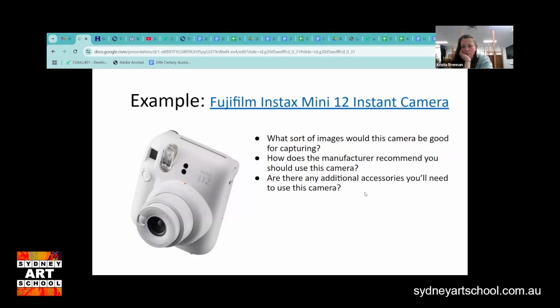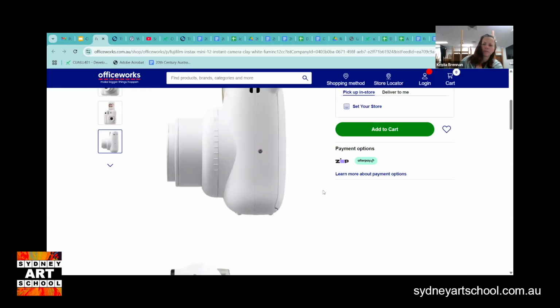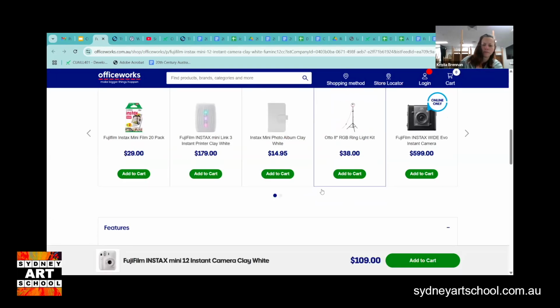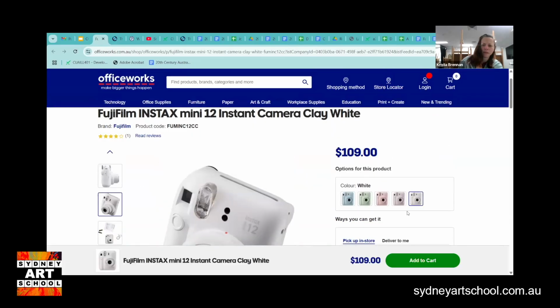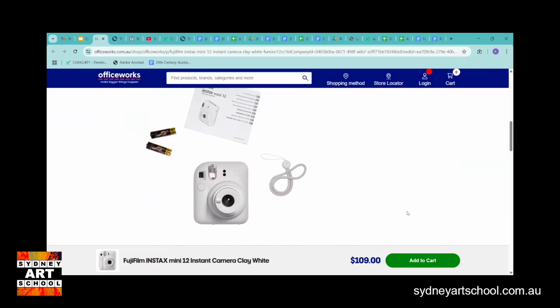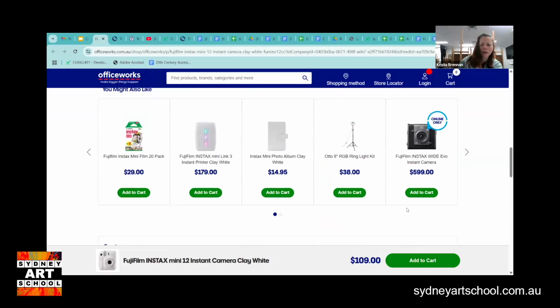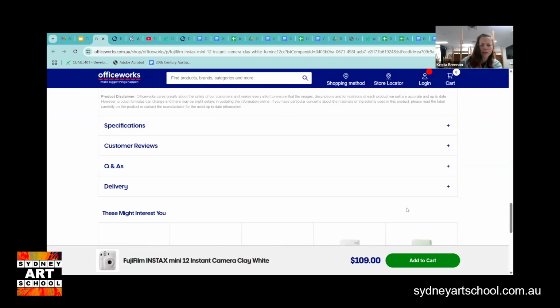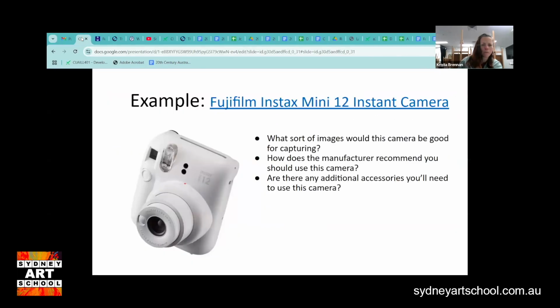And also, how is it powered? Let's have a look. Does it say how it's powered? Batteries, yeah. So it looks like it comes with batteries, but that would also be an accessory we'd need. Batteries and film, definitely.